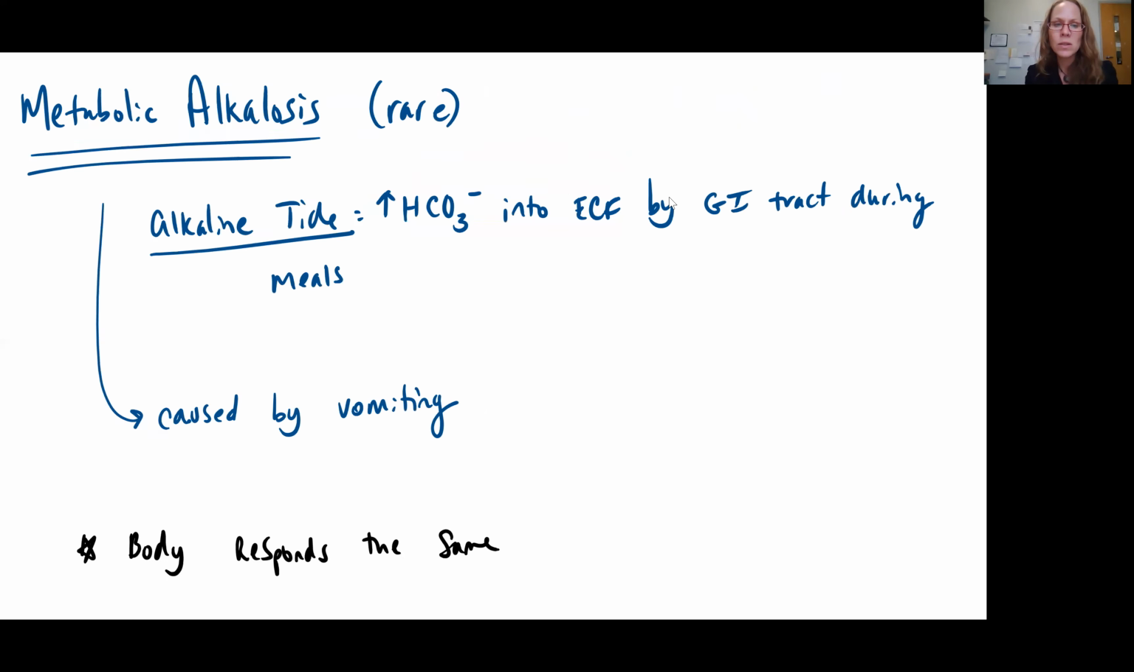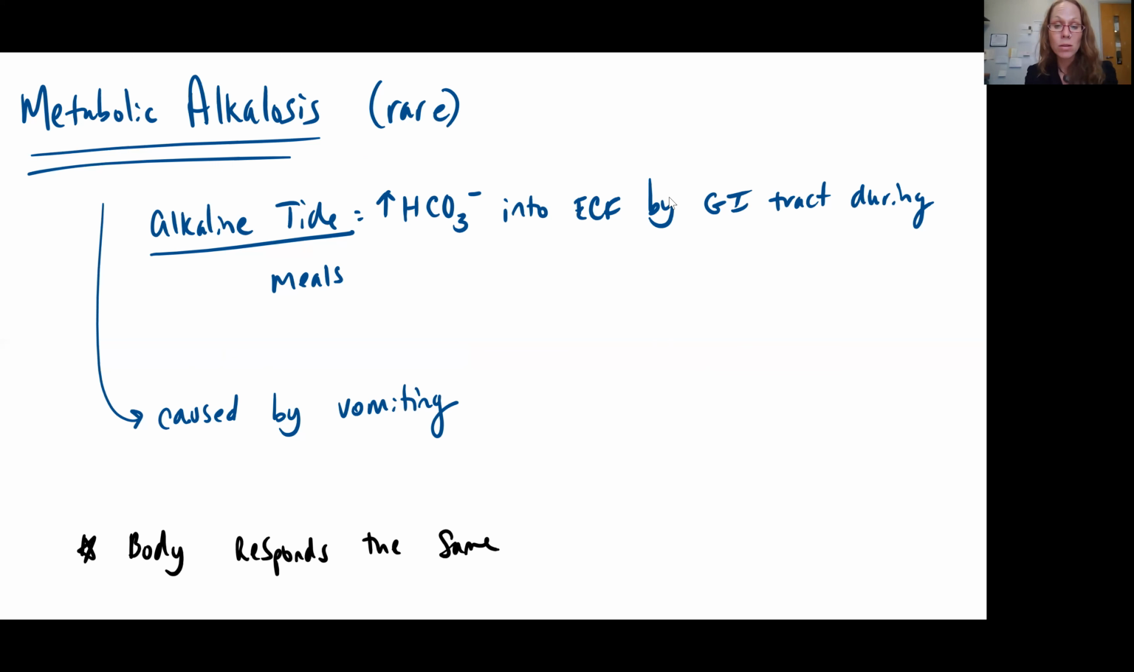And again, we can also have metabolic alkalosis, which is rare. It's basically going to look the same way as the respiratory alkalosis, but the cause is different. We do get these small alkaline tides that happen regularly as we are increasing our bicarbonate ion reabsorption at the gastrointestinal tract during meals. So this is a normal thing that our body has to deal with.